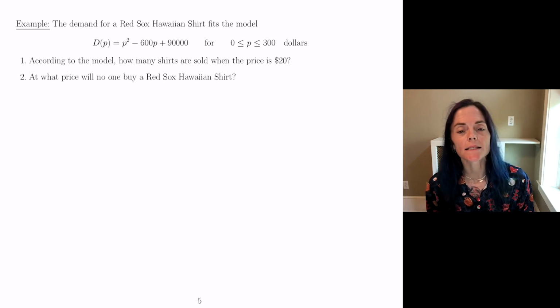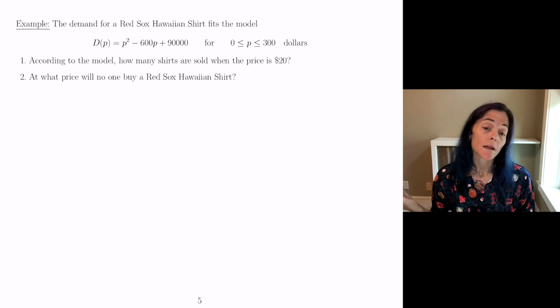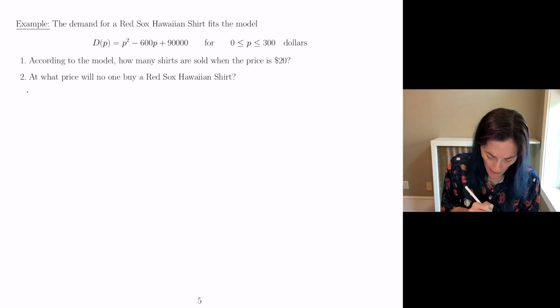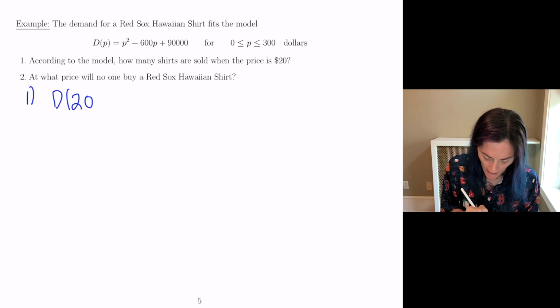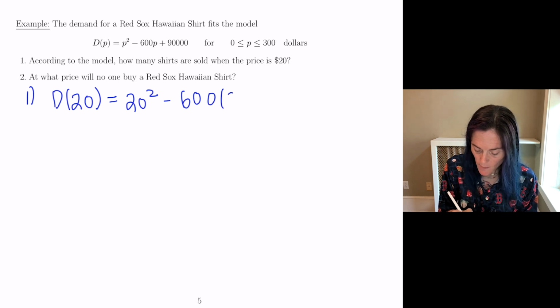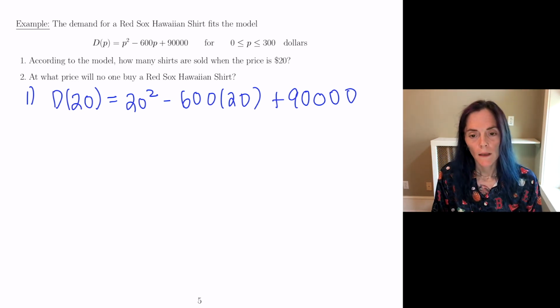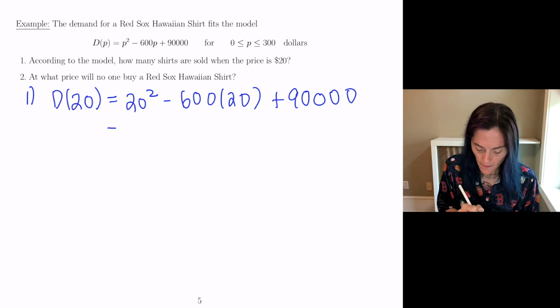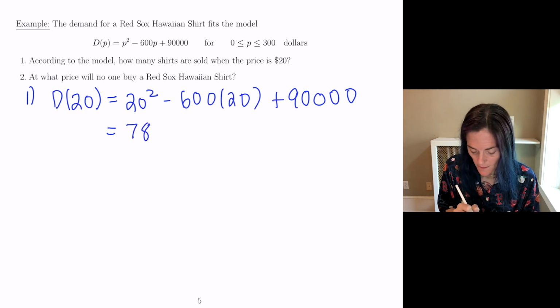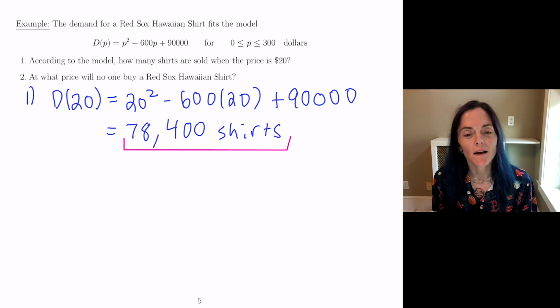Okay, well, we have two questions. According to the model, how many shirts are sold when the price is $20? Well, that would be D of 20. This would be 20 squared minus 600 times 20 plus 90,000. You might use a calculator. 78,400. And this is shirts, not dollars. The question was, how many shirts will you sell when the price is $20?